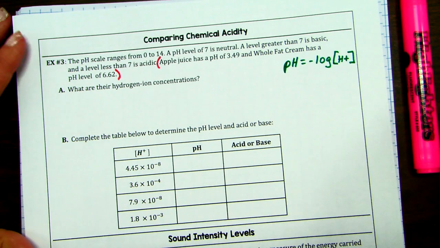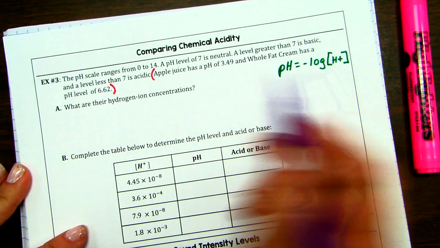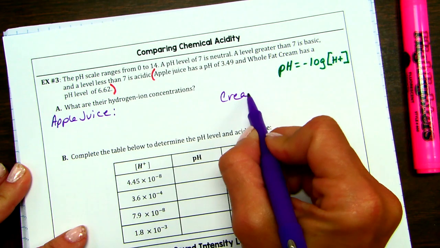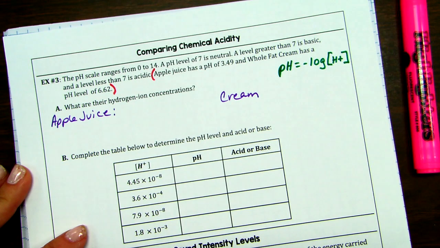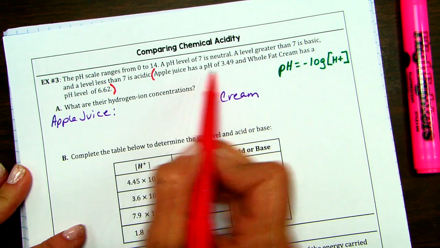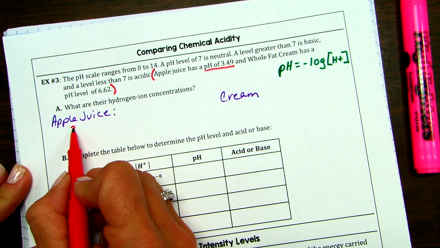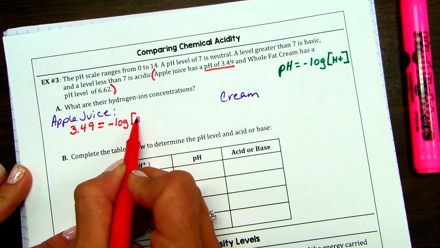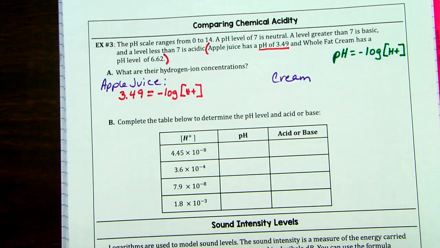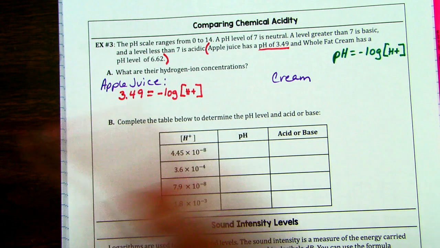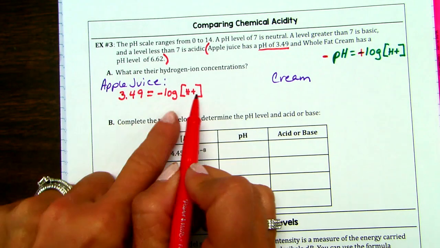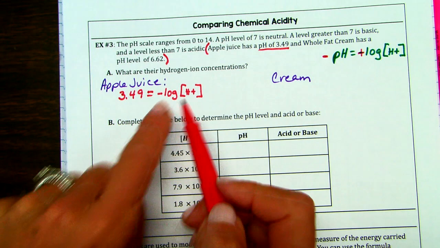So we're going to find what H positive, H plus, is for apple juice and cream. We're given the pH, we're just going to plug into the formula. Starting with apple juice, which is 3.49. Now here's one of those moments where, as math people, we discover that what we really would have liked to see the science people do is make this negative and this positive, since every single time we do this, we're going to have to multiply both sides of the equation by a negative.